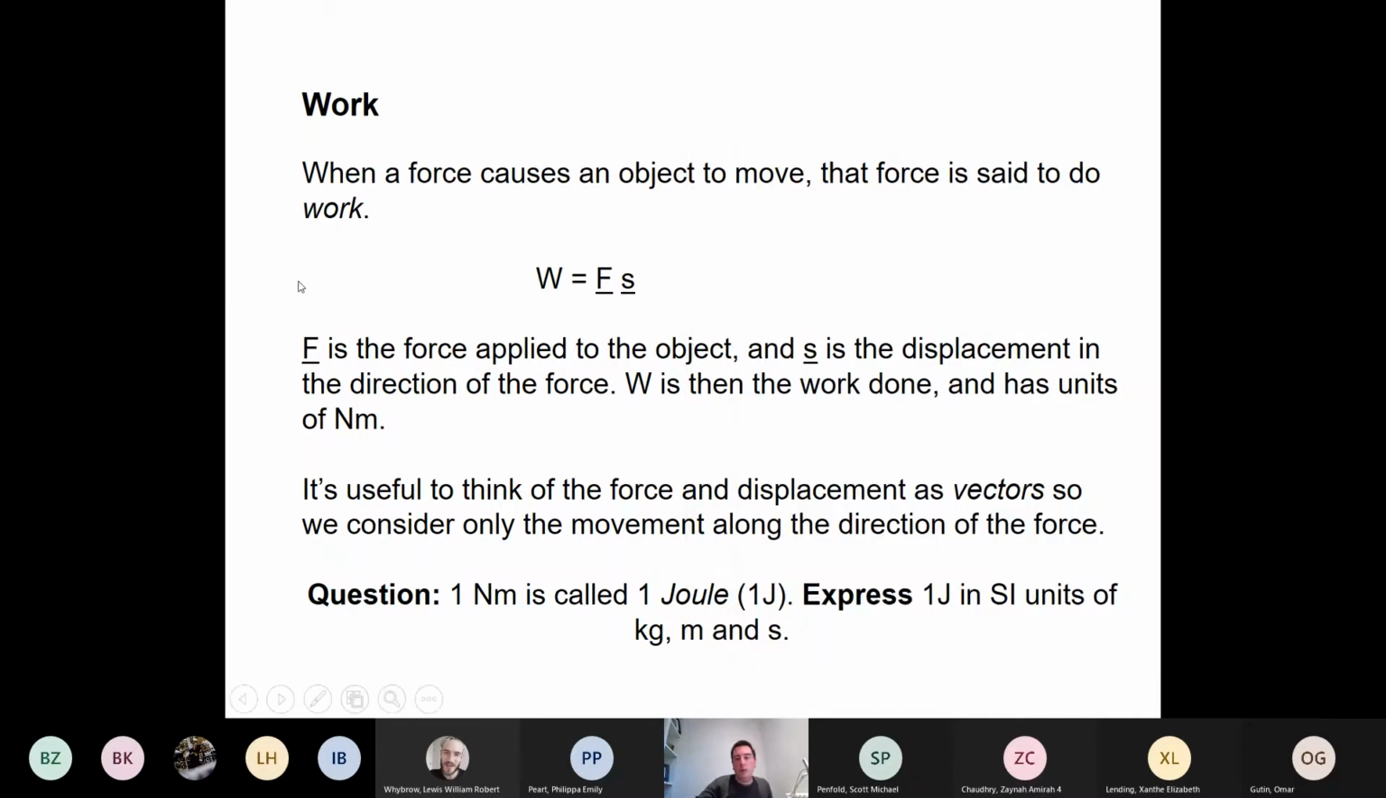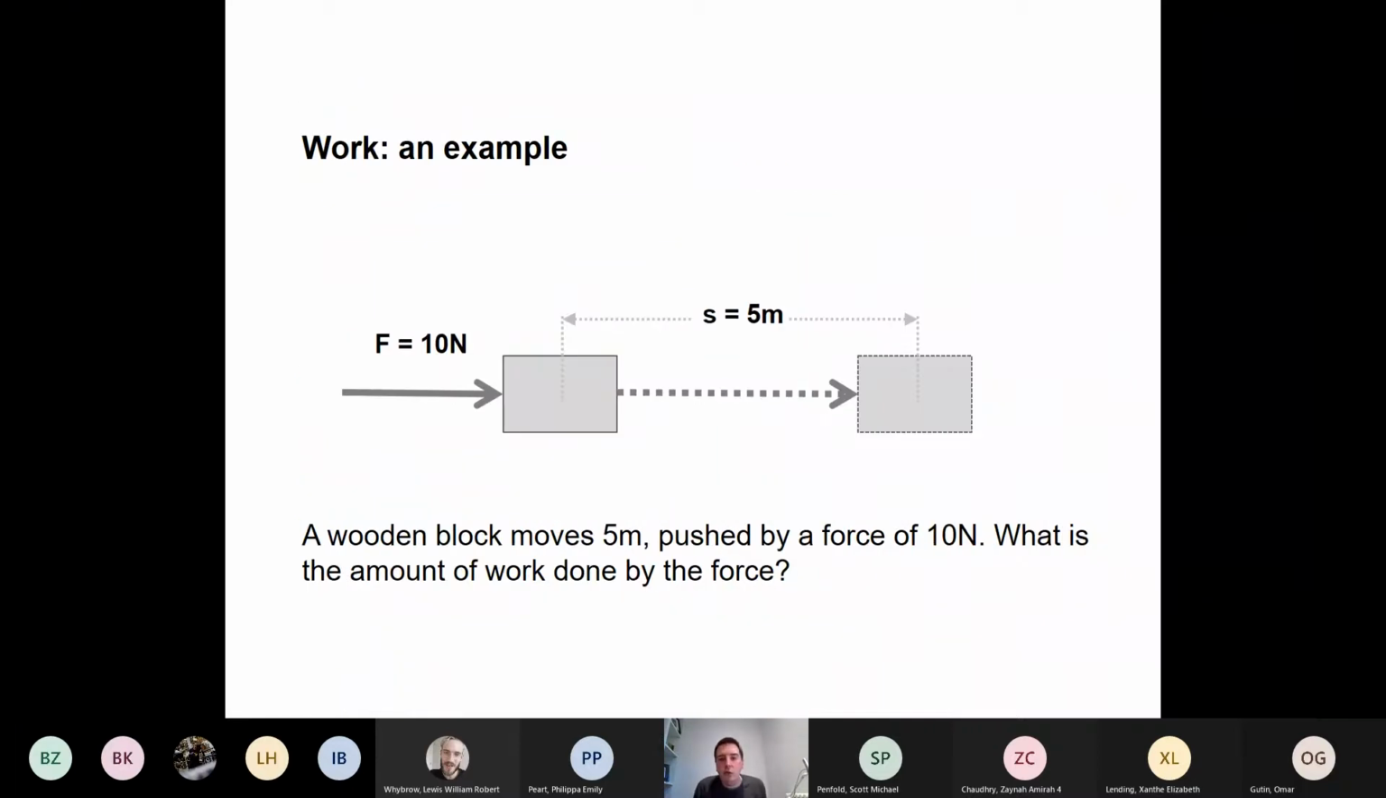Okay, let's go back to thinking about work. So this is the kind of very trivial, I don't want to say trivial, it's the first kind of example that we might think about. A force is pushing an object, and that object moves in the direction of the force by 5 meters. And please now put in the chat your suggested answer to what is the amount of work done by the force.